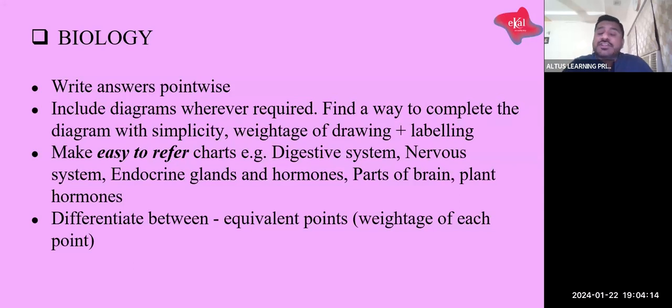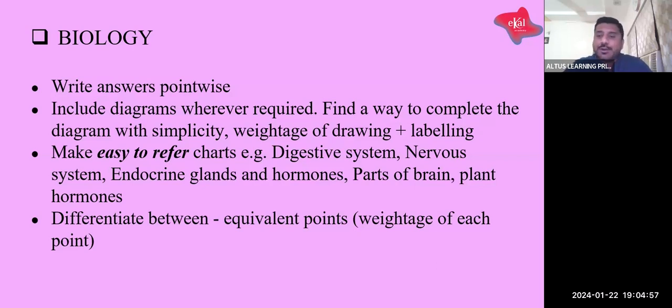Make easy to refer charts. For example, digestive system is there. So when you are making a chart, you will write all the parts of the digestive system, what all parts or what all are secreting the hormones, right? Or maybe the enzymes. Nervous system. Nervous system diagram or the flowchart is very easy to make. Peripheral nervous system, central nervous system, what is there in CNS, what is there in PNS. So when you make the flowchart in your exam, it is very easy for the examiner to identify your intelligence.